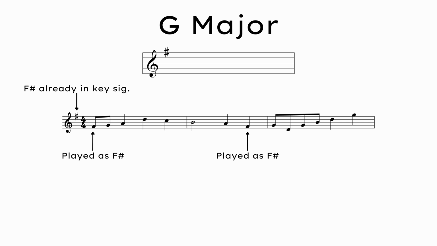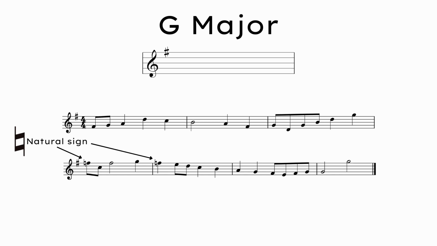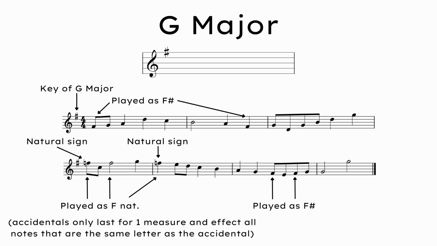If a composer would like an F natural to be played, they will use a natural sign. These work the same way sharp and flat accidentals do. In G major, an F with a natural sign will be played as natural until the end of the measure, then the F will return to F sharp in the next measure, unless the composer writes another F natural.